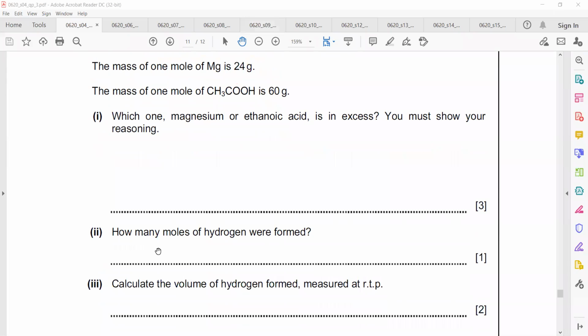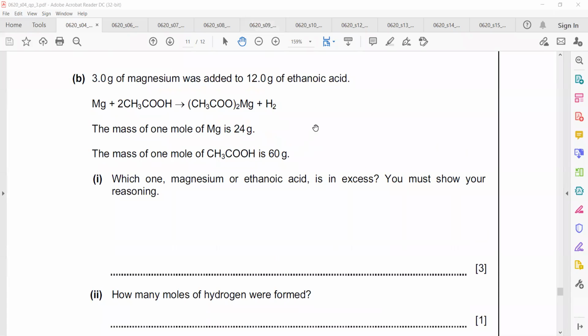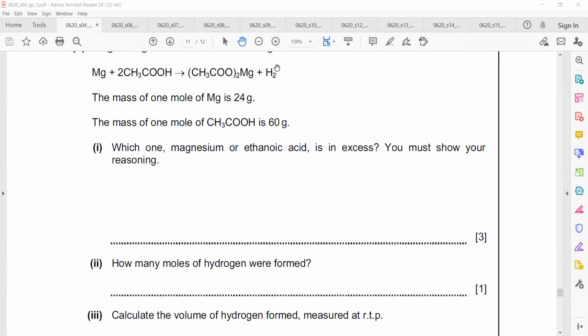Then the next part: how many moles of hydrogen are formed? So how to get the moles of hydrogen formed? Whenever you're finding the amount of product, you always take the limiting reagent, because magnesium is in excess and ethanoic acid is the limiting reagent. Limiting reagent means that will be used up completely. So whenever you're finding a product, you always find the product from the limiting reagent. So in the question, they're asking how many moles of hydrogen are formed. How to get that? Nothing is given related to hydrogen.